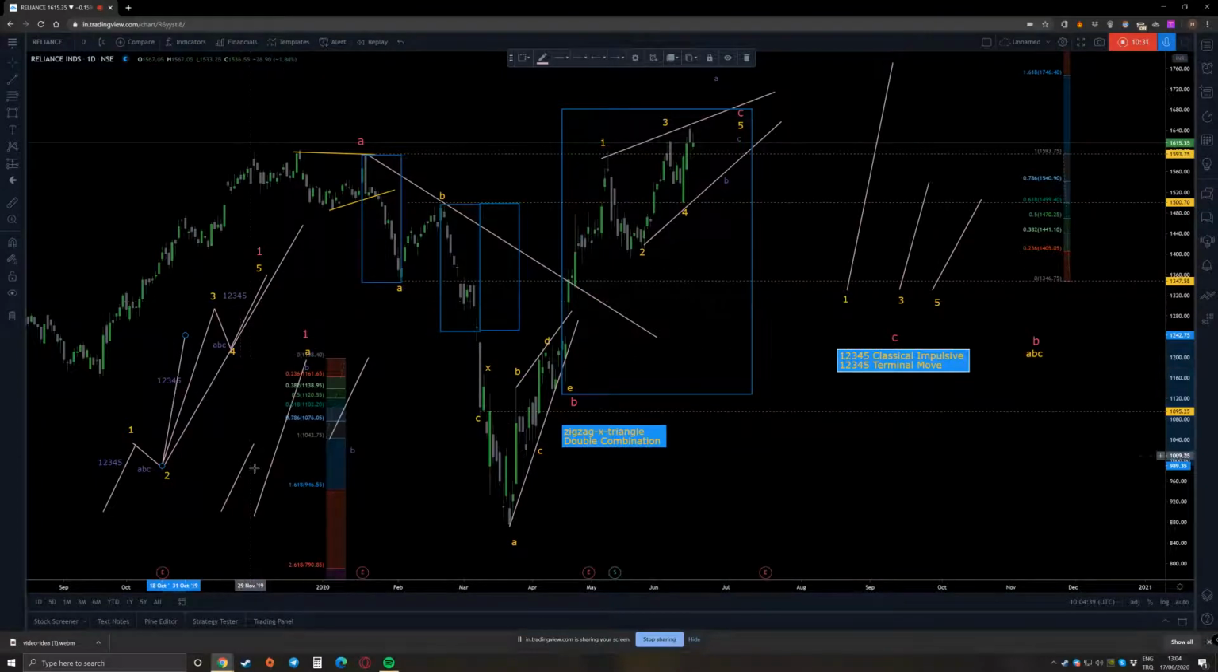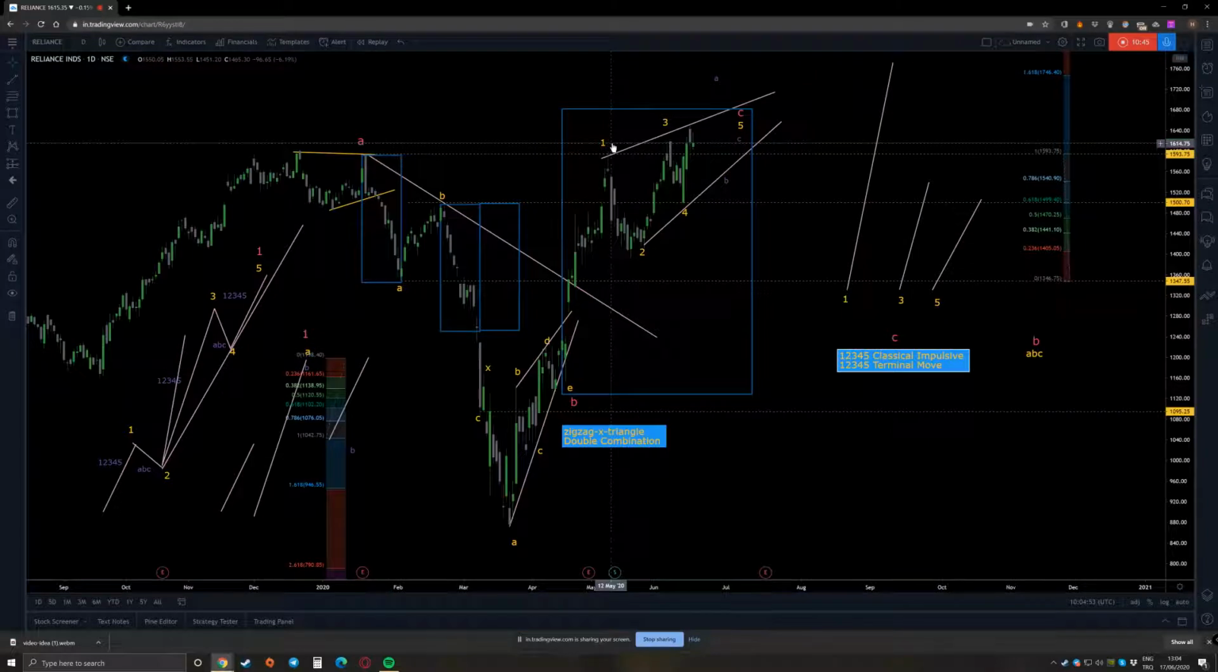Look, this is how an impulsive wave should look like, if it is a classical impulsive move. In a terminal move, this is what it looks like. Why? Because in a terminal move, this first wave is corrective, second wave corrective, third wave corrective, fourth wave corrective, and fifth wave is corrective as well.